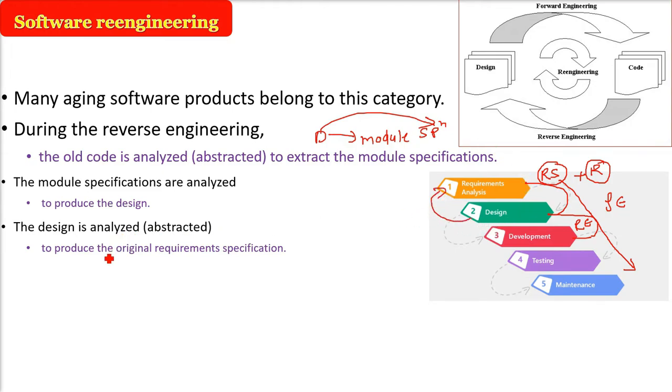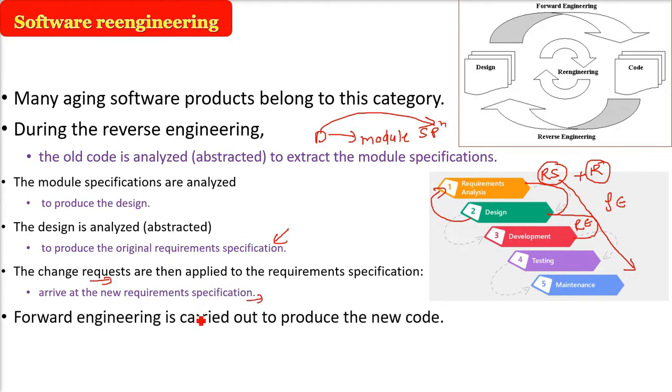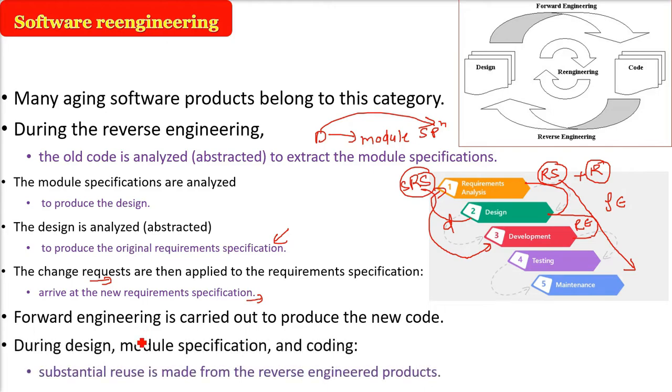Once you have the original requirement specification, which has come from the design, which has come from the old code, you add it to the change request. The change request or change proposals are combined with the requirement specification, and now you arrive at the new requirement specification. Once you have the requirement specification, it is just like creating new software. So now you do the forward engineering to produce new code. During the design, module specification and coding, there is substantial reuse, because there are reverse engineered products we can use.